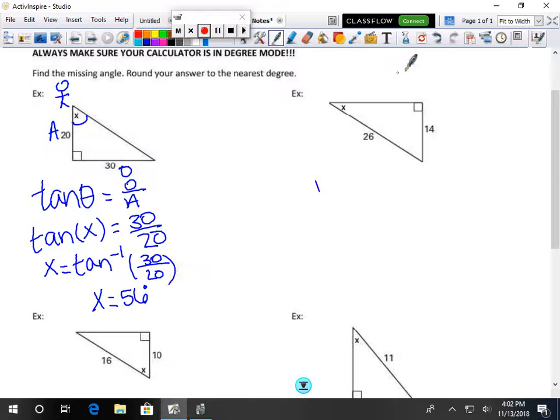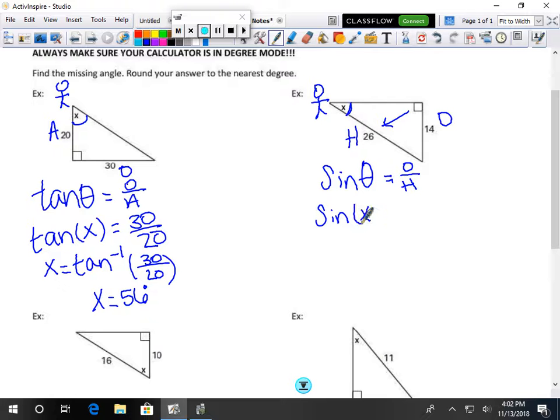Okay, so looking at the next example here. X is up here at the top, so this is where I'm going to draw my stick figure. 14 is farthest away, so that would be O. 26 is across from the right angle, so that makes this side H. The trig function that uses O and H would be sine. So I have sine theta is equal to O over H. That's my formula. I'm going to plug in the information from the problem. So sine X is equal to 14 over 26. Once again, I'm trying to solve for X. It's an angle, so I need to move my sine to the other side. So I'm going to do sine inverse, 14 over 26.